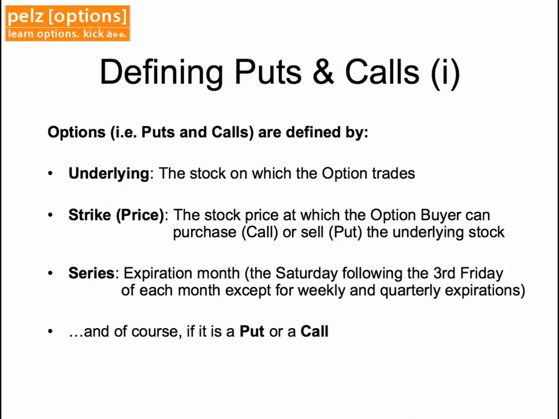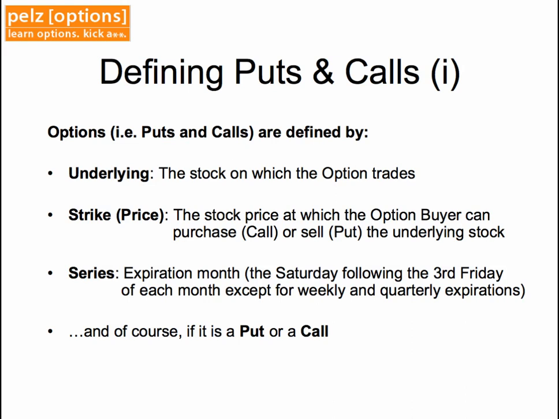Options, i.e. puts and calls, are defined by several elements, including the underlying, strike price, the series, and of course, if it's a put or a call. The underlying is basically the stock on which the option trades. For example, IBM is the underlying for IBM options. The strike price is the stock price at which the option buyer can purchase for calls or sell for puts the underlying stock. And series is the expiration month or the expiration period for the option.